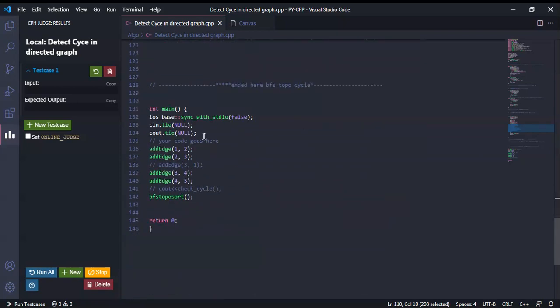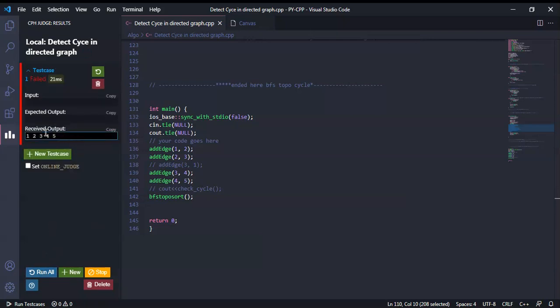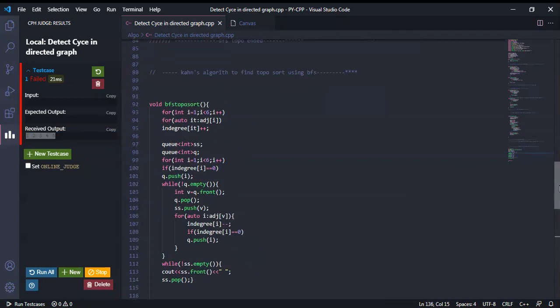So let's see this. Our answer must be 1, 2, 3, 4, 5, and here we are getting it. This is how it works.